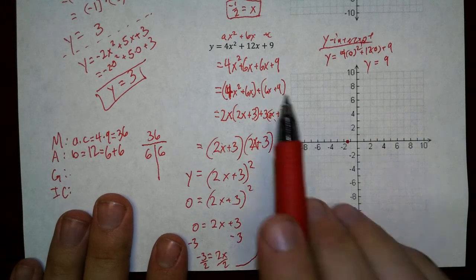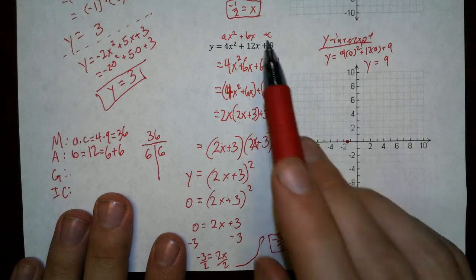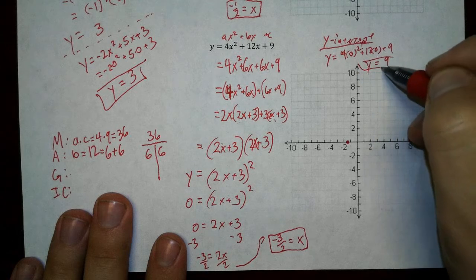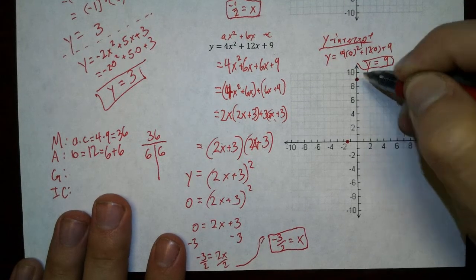Or remember, we can just realize that in standard form, it's this constant term over here. So that is our y-intercept. It's going to intercept all the way up here at 9.